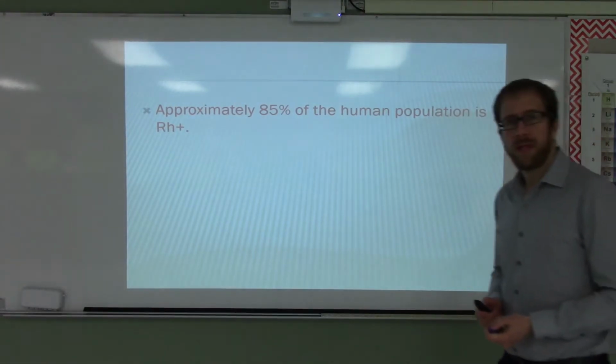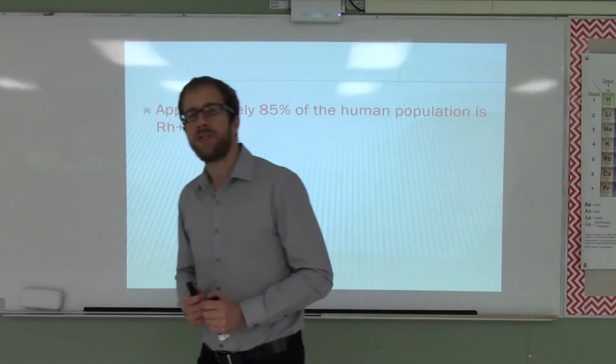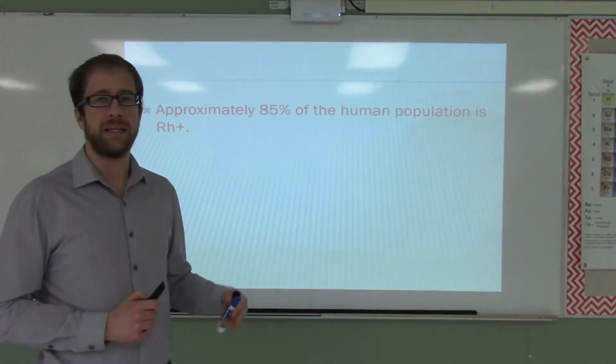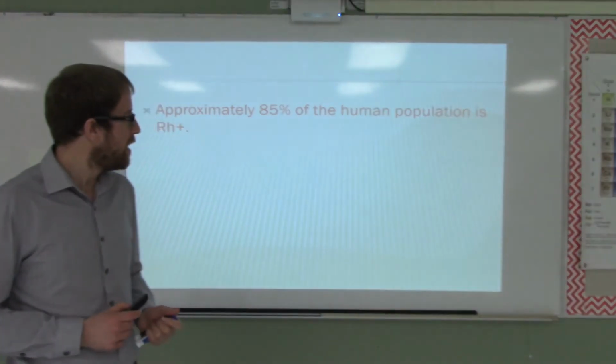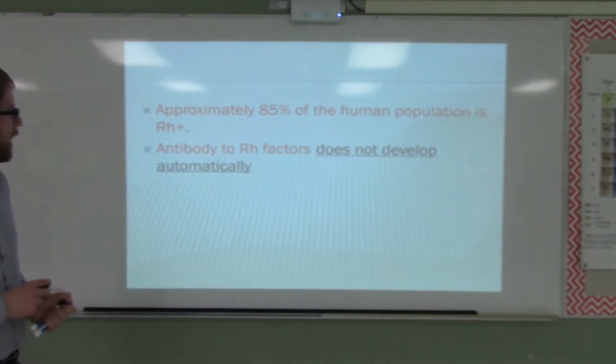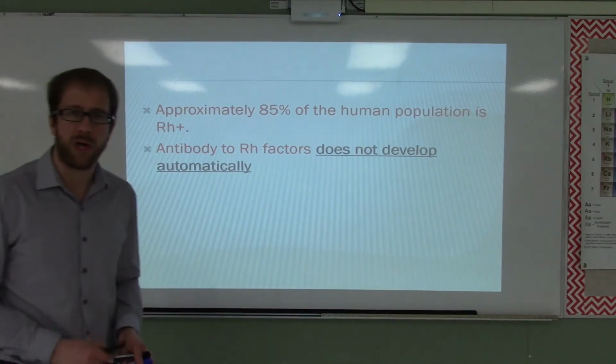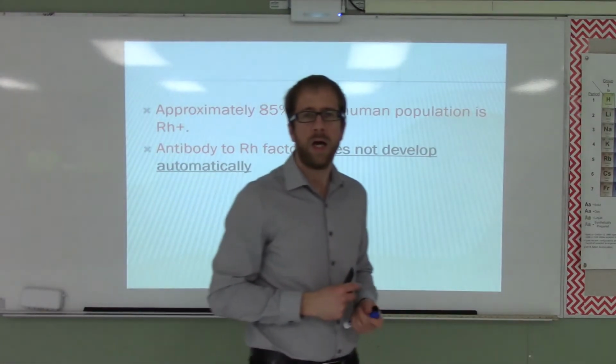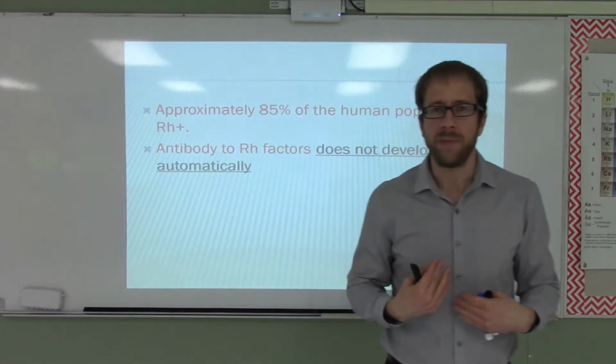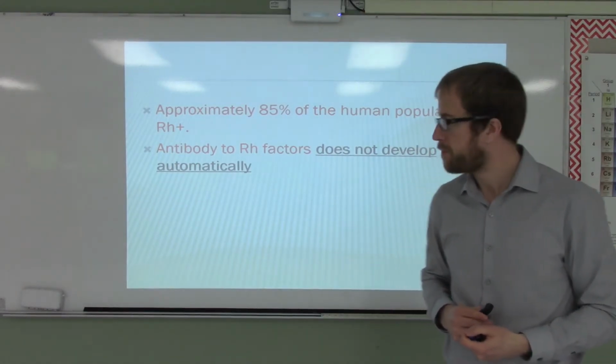Most of the human population is Rh positive, which is another reason why it didn't really show up initially. And antibody to Rh factors, again, do not develop automatically. So you're not born with anti-D antibodies. It's something you develop upon exposure.